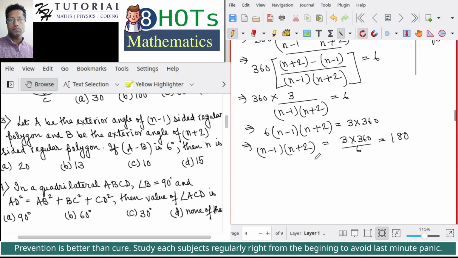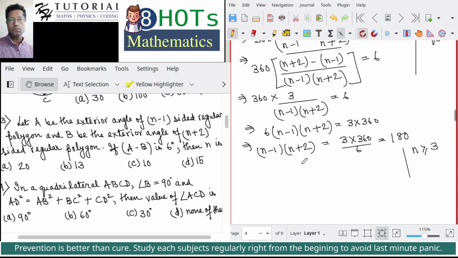So the concept is that n is definitely a natural number, and since it is the number of sides of a regular polygon, n is greater than or equal to 3. We know that in a polygon the minimum number of sides is 3. So what will be the value of n, a natural number greater than or equal to 3, so that (n minus 1) multiplied by (n plus 2) is 180?